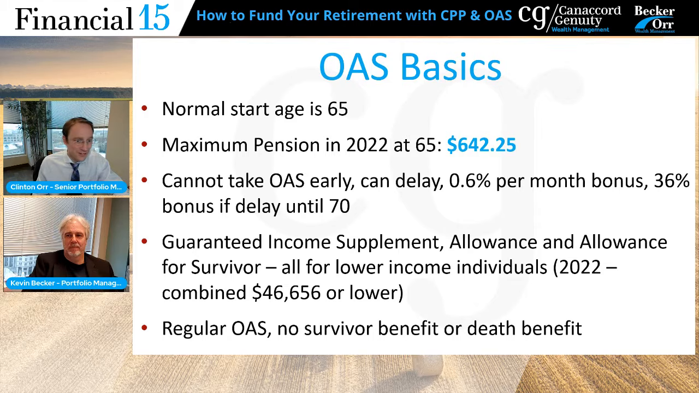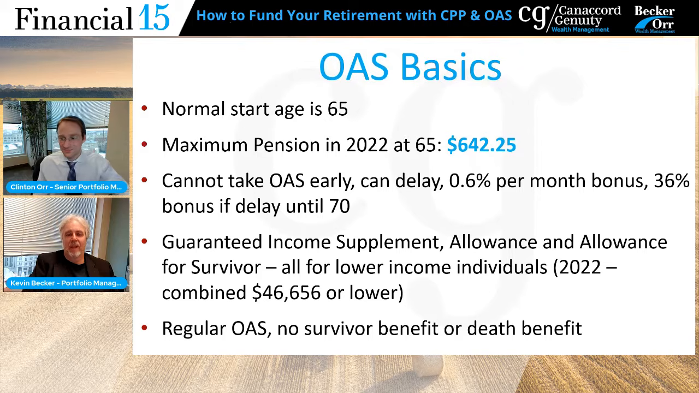Important to note, there is a clawback. If you make over a threshold, right now that threshold is about 80,000, and it does change every year, once you get over the threshold, they start taking some of your OAS back. We've done whole videos on how to try to avoid that. We'll link to that. But in terms of what to expect, how to fund the retirement, I'd say that 642 for most people would be the expectation.